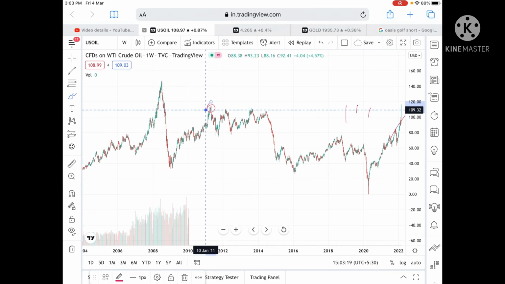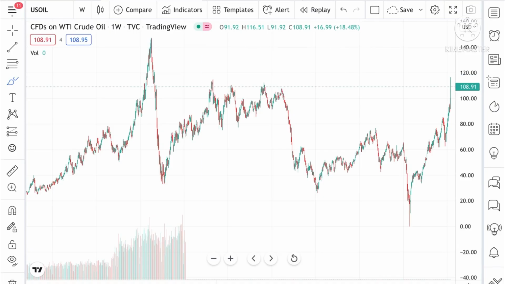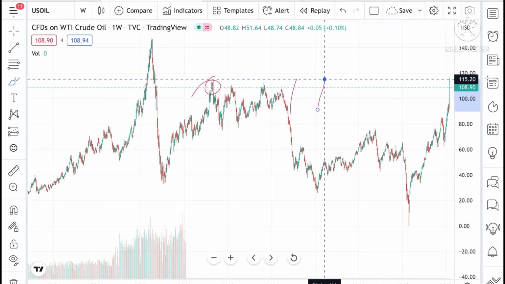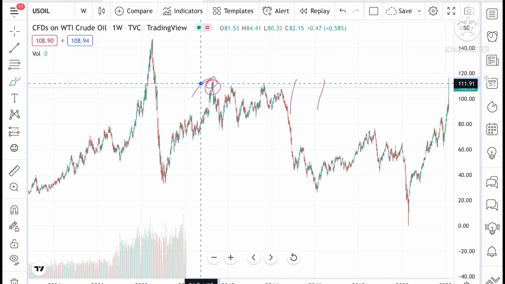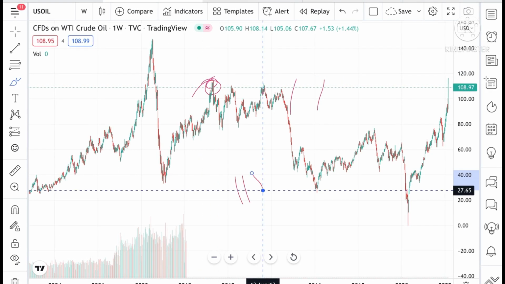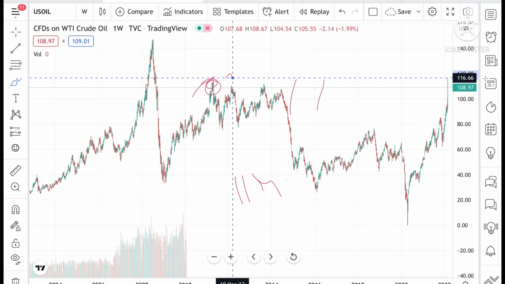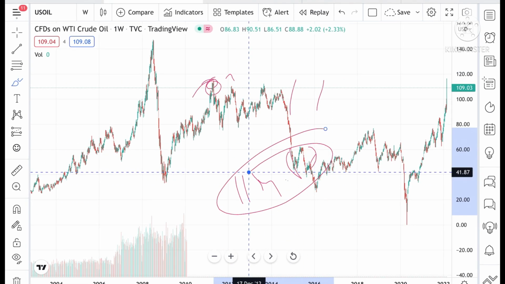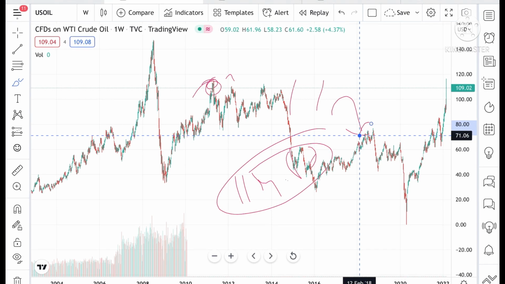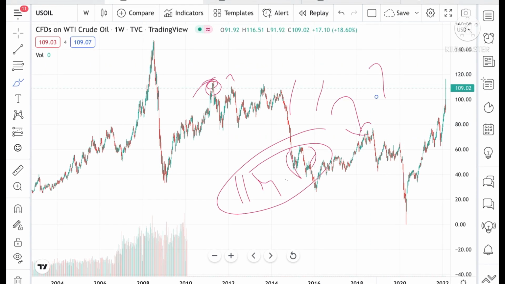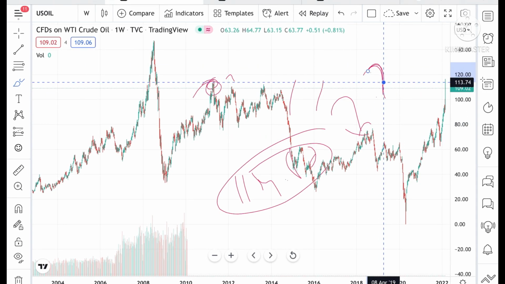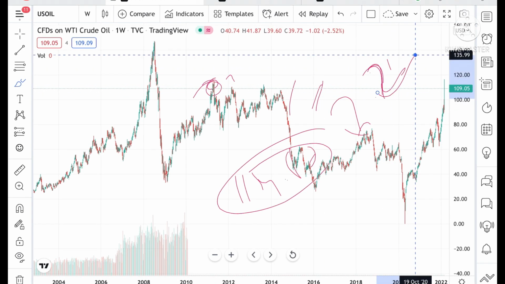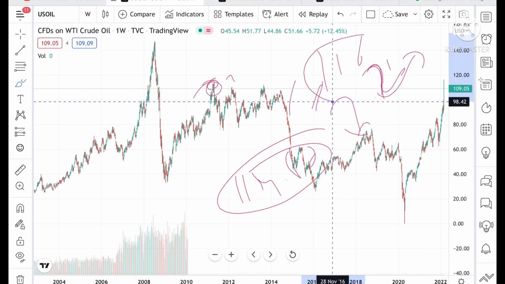These 114 levels have not been tested here, so at this particular level we have seen that it made a high of around 114. I have already told you in my previous video that 114.5 is a particular high, and we can see a bounce back. If you check the video, you can see that there is a bounce back from that level, and after touching a level of 112, it bounced upside and made a high of 116.